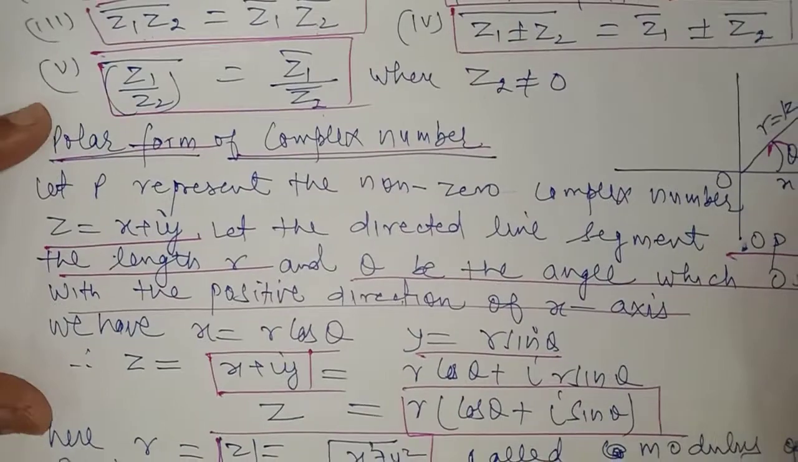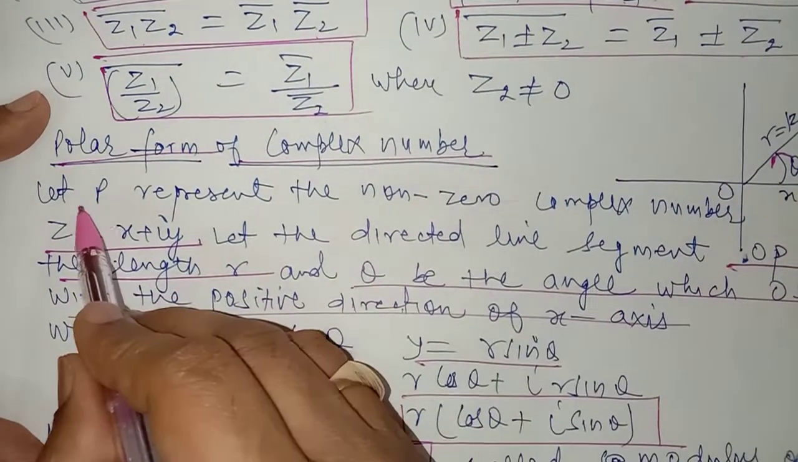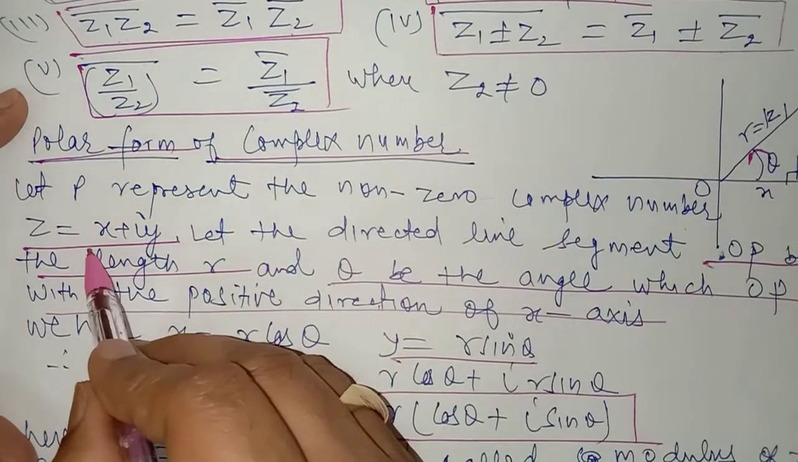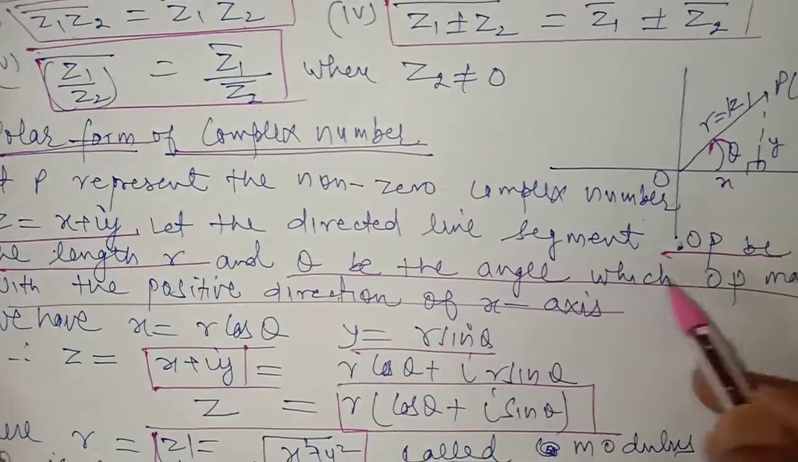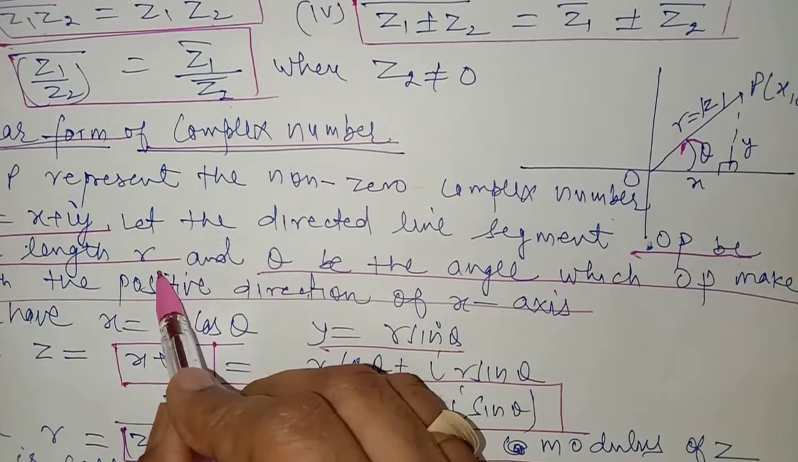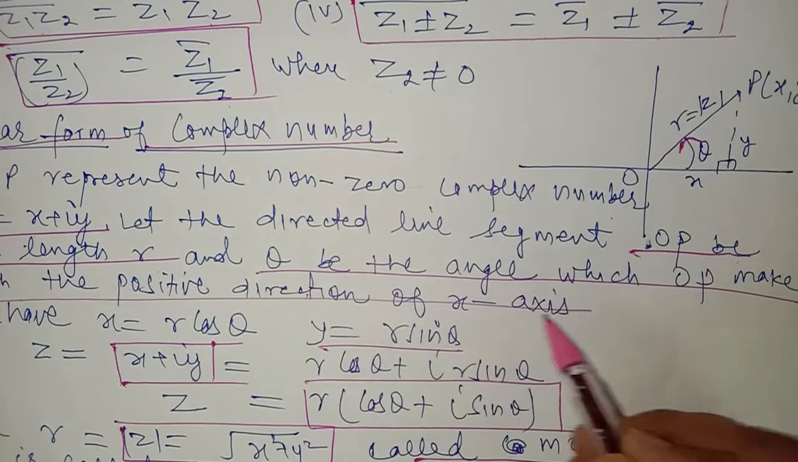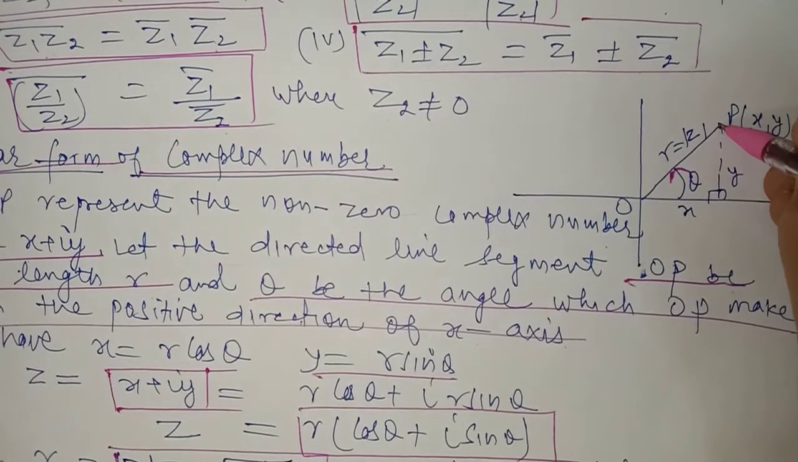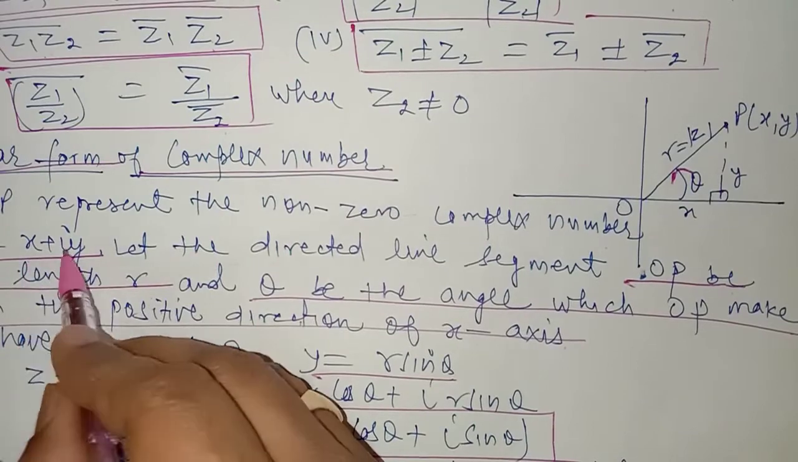Now after that we can come to an important part of complex numbers, that is the polar form of a complex number. Let P represent the non-zero complex number z, where z = x + iy. Let the directed line segment OP have length r, and theta is the angle which OP makes with the positive direction of the x-axis. So we let any point P represent a complex number z = x + iy.